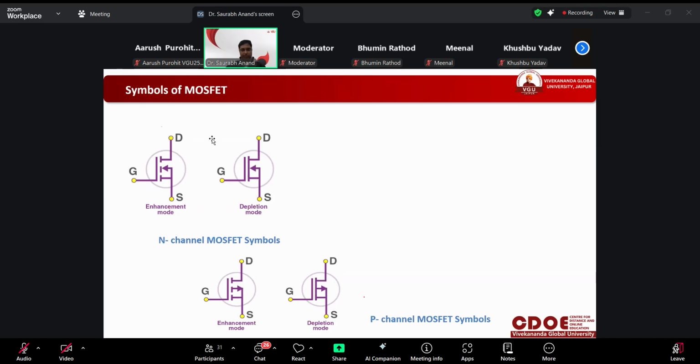And channel, yes, P channel here, right? So you can see this arrow is outside. So what is this? P channel. So how do we draw it? I am drawing one. First, connect, draw it, gate.